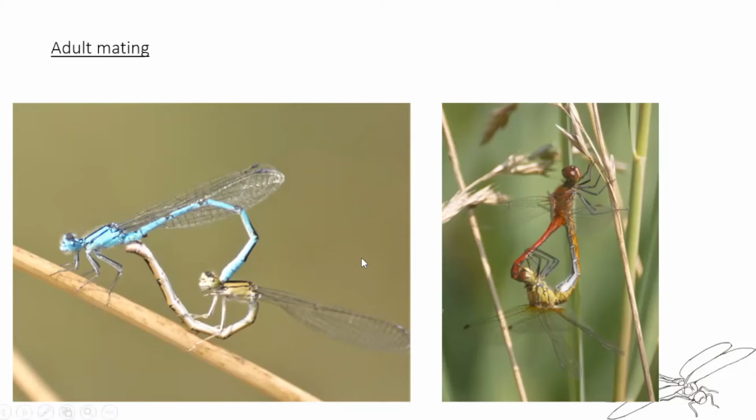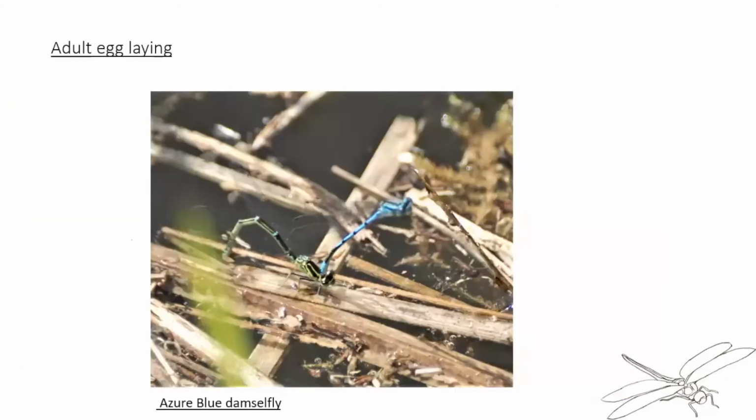So basically simple. About the most complicated mating system I think has ever been invented, but it's been going for 250 million years. Right, now they're ready to lay eggs, we'll go on to adult egg laying.